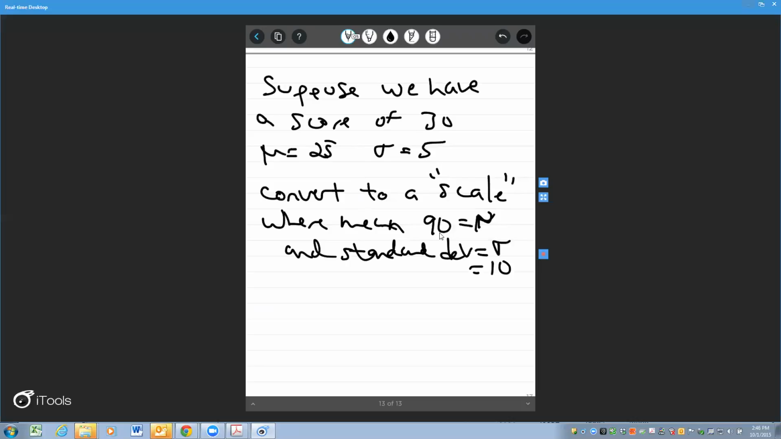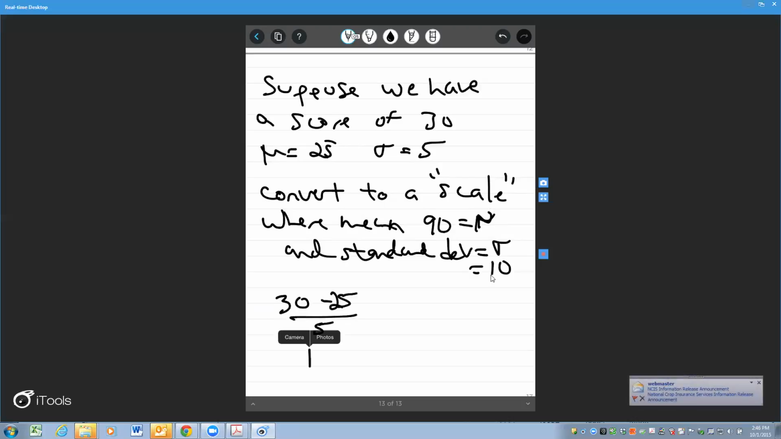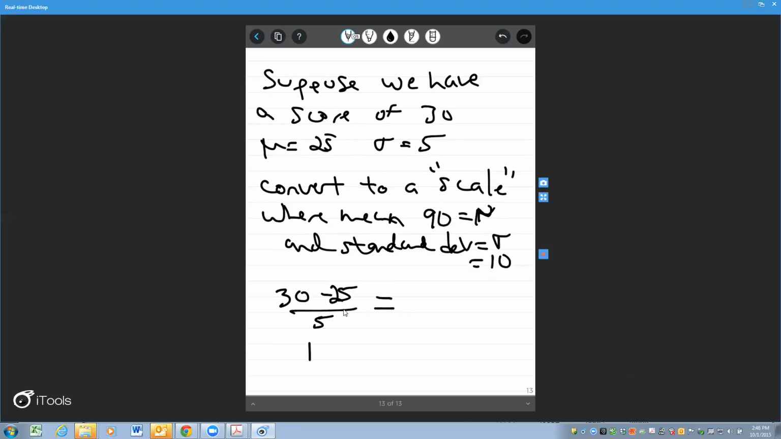We want to find the corresponding score that's the same number of standard deviations away here. So in other words, 30 minus 25 over 5 is 1 standard deviation away. So the score of 30 is 1 standard deviation away from the mean of 25. What we want to do is convert that into a score based off of a mean of 90 and a standard deviation of 10.